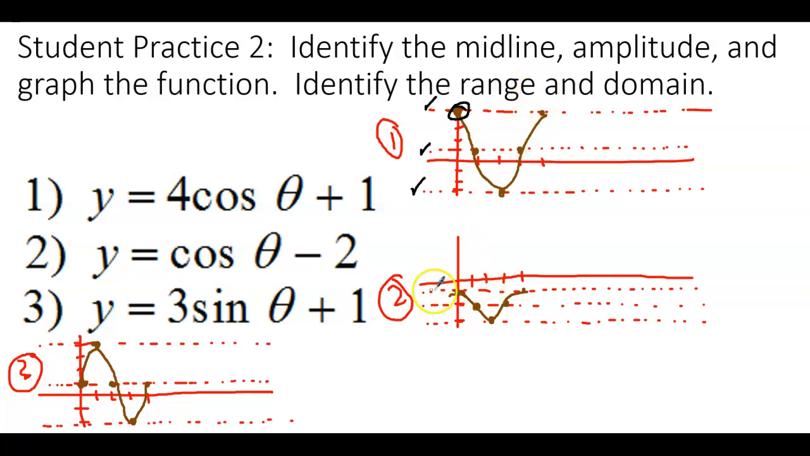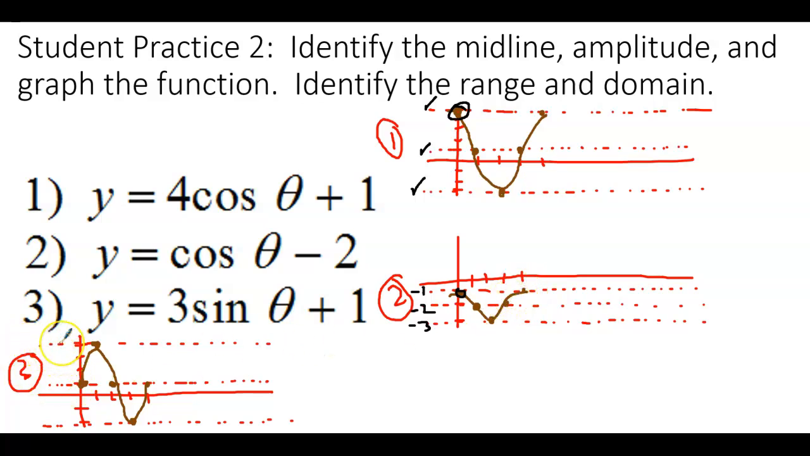Okay. Let's go ahead and take a look at number 2. Your maximum line should have been at -1. Your minimum line should have been at -3. And your midline should have been at -2. And once again, at 0, your graph should have started at 0, -1. And from there had the basic cosine shape following it.